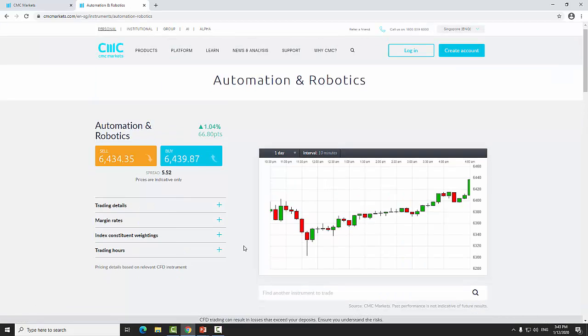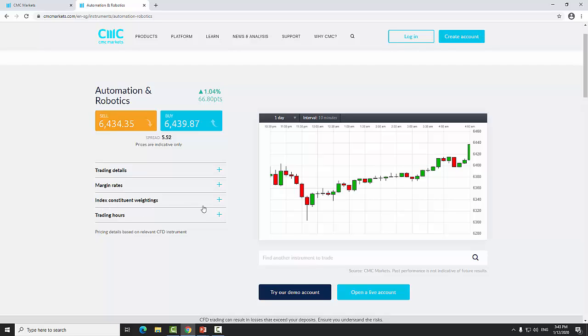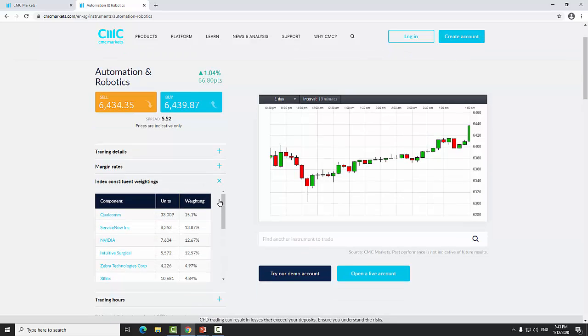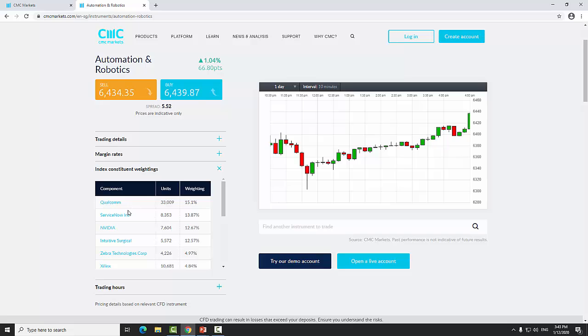From here, there's the index constitution and weighting. Expand this plus button, and we could see the various constituent stocks that make up this automation and robotics basket. The top five in terms of percentage are Qualcomm, ServiceNow, NVIDIA, Intuitive Surgical, and Zebra, with the top three having about 15, 13, and 12% weightage on this automation and robotics share basket.